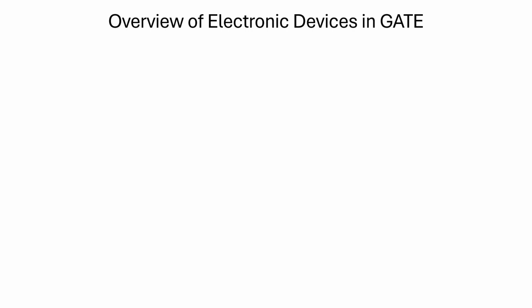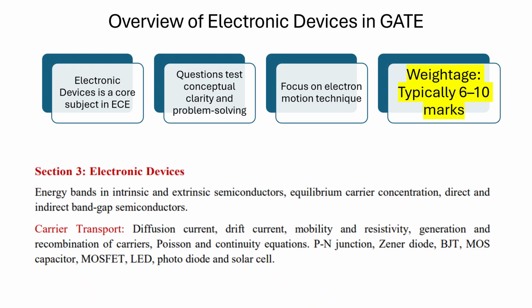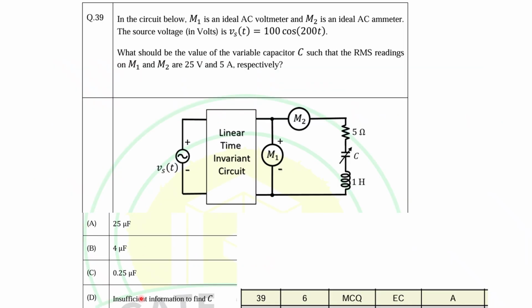So here is the overview of the electronics devices subjects. If you look into the syllabus for these subjects, the questions typically may come in the range of 6 to 10 marks. So this is one of the important topics. You should go through that. Okay, so let's take the question.